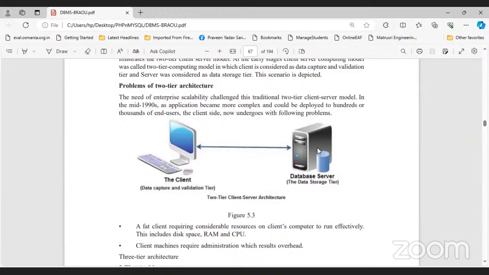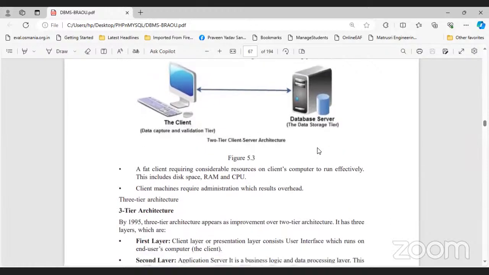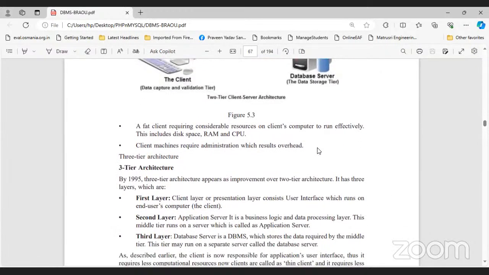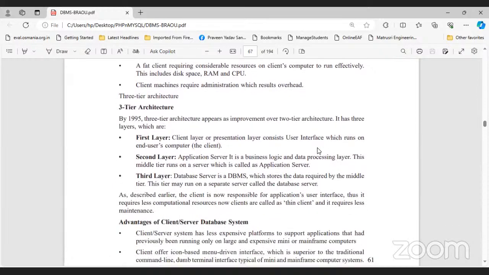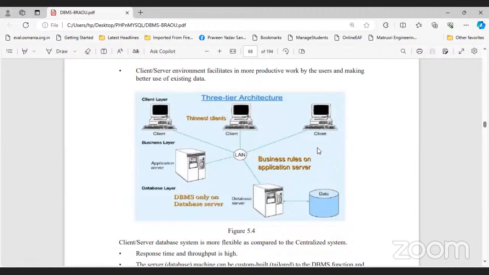Now we will discuss the three-tier architecture. So what is meant by the three-tier architecture? In this we have three levels. See, clients are somewhere else and the databases are also somewhere else. So if you know the Amazon website, you can simply type www.amazon.com, then you can connect to the Amazon server.